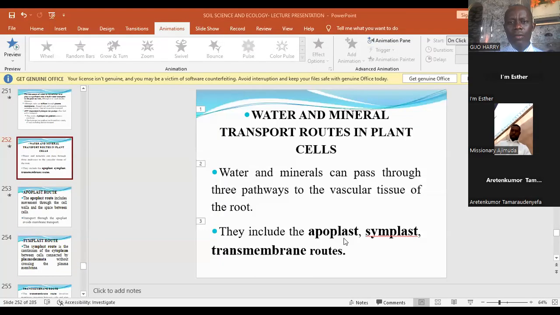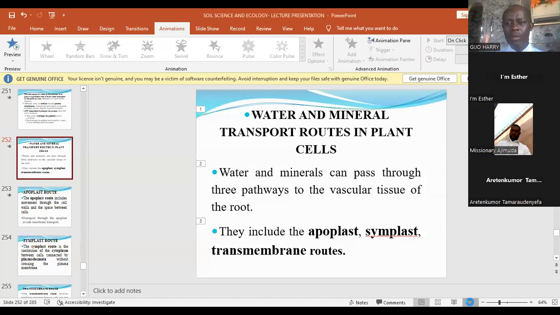All right, so we are looking at water and mineral transport routes, how water and minerals are transported from the root hairs into the vascular tissue. That's the xylem. And we had established that we have 3 transport routes. One of them is the apoplast route. We also have the symplast route, and we have the transmembrane route.